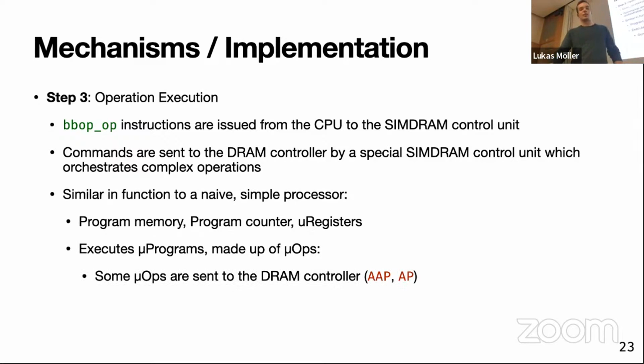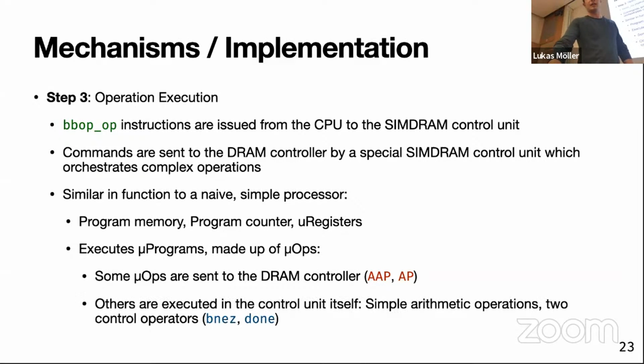There are micro operations which are sent directly to the DRAM controller, such as AAP and AP, which we already saw previously. And there are some which are executed in the control unit itself to modify registers, to influence the execution of the program. For example, we have two control operations, branch not equal 0 and done. But there are also some arithmetic ones like subtraction.